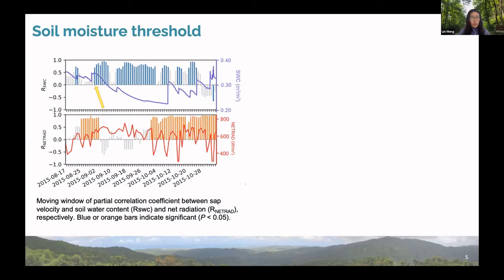And this soil moisture control continued to occur throughout the whole of September and then became intermittent and disappeared after several rainfall events. During the strong water control period, the light control disappeared. We also found the period with strong water control was also the period when soil water content started to decrease, as shown in this purple line, and reached its minimum in early October.